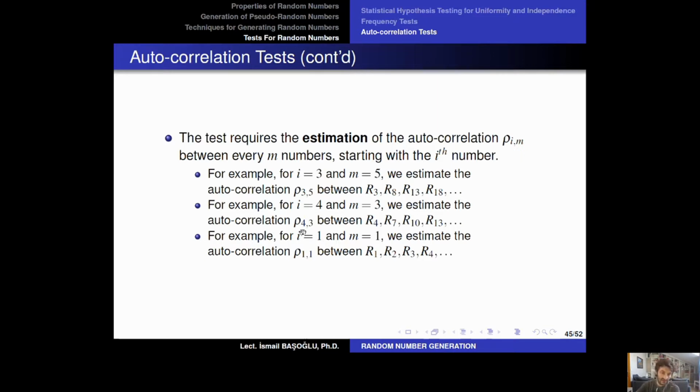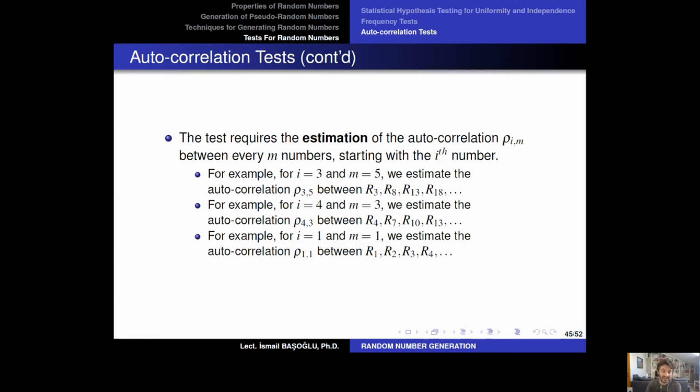Another autocorrelation estimation can be for the original sequence itself, which is rho_1,1, right? We are starting from the first index and moving one index ahead each time, and the subsequence created here is the original sequence itself. So if you check rho_1,1, rho_3,5, rho_4,3, and every possible autocorrelation for such regular subsequences, and every subsequence passes the test, then you can say that the random number sequence does not show any dependence.